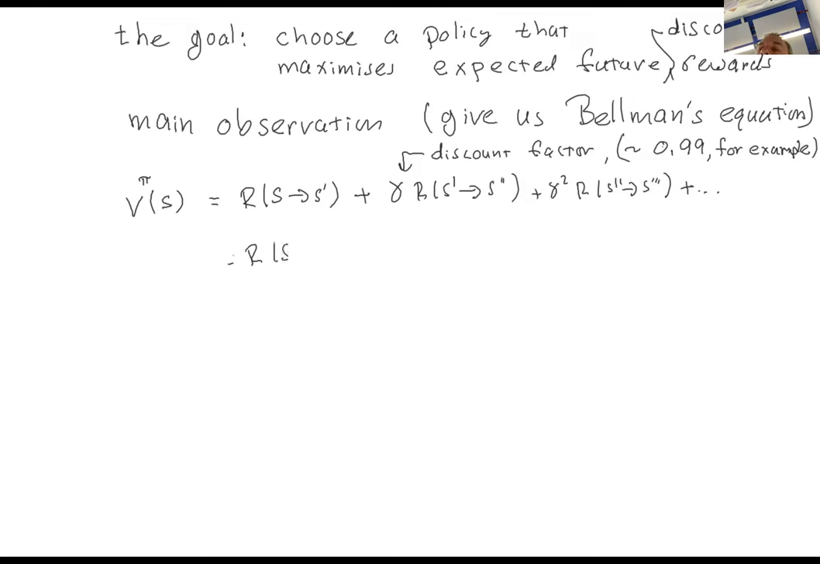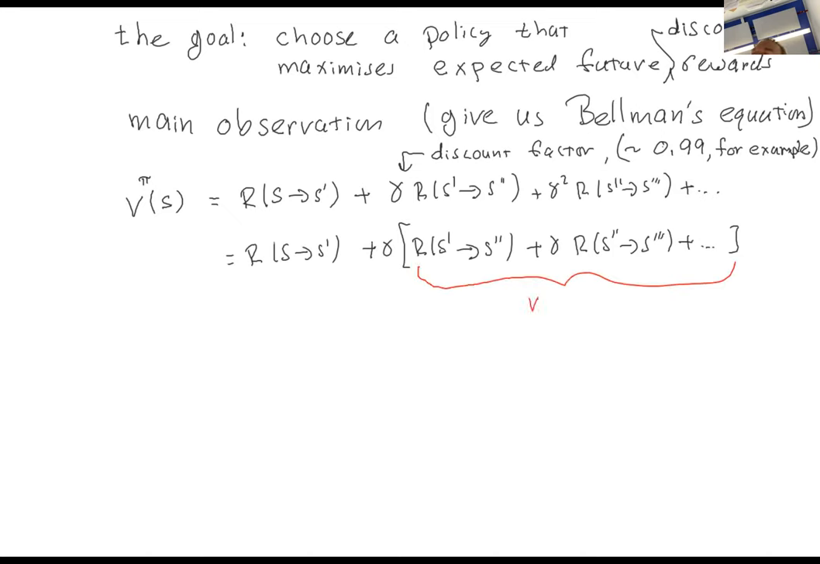plus dot, dot, dot. And the nice thing is we can write this as equals R of S goes to S prime plus gamma R of S prime goes to S double prime plus gamma R of S double prime, S triple prime, plus dot, dot, dot. And this is nice because you recognize this as the value of state S prime. Okay, so in this simple version where everything was deterministic, we knew exactly what's going on, we can write V, this is again under some policy, and we'll see the role of the policy play out explicitly soon. So V pi of S equals R, S to S prime plus gamma V pi of S prime.